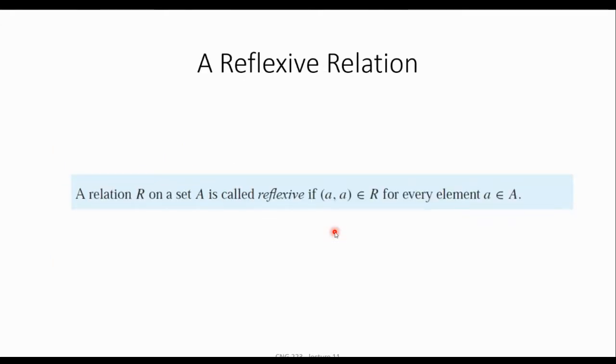And what do we mean by reflexive relation? A relation R on a set A is called reflexive if this pair (a, a) belongs to R for every element a belongs to A. So it means that if you see an element in A, it doesn't matter which element, because it says for every element, for the second element in the pair we should have the same number as well. If we don't have such a case, we cannot consider it a reflexive relation.